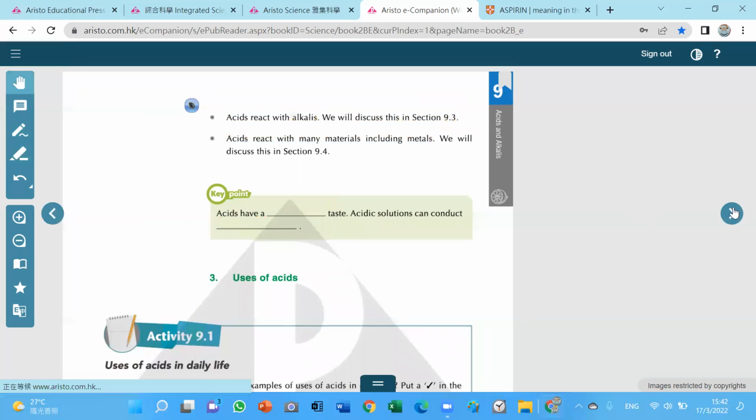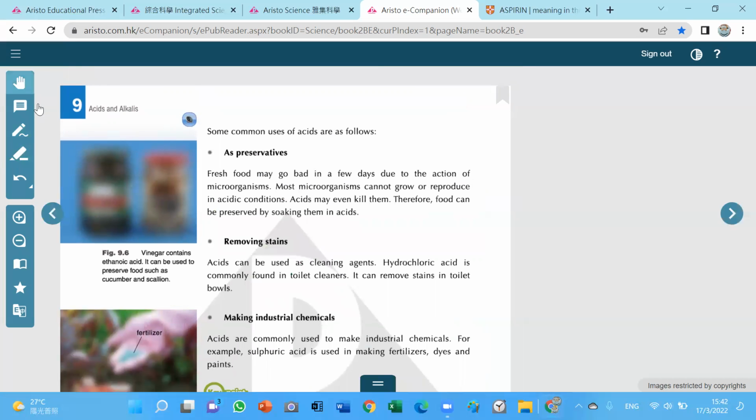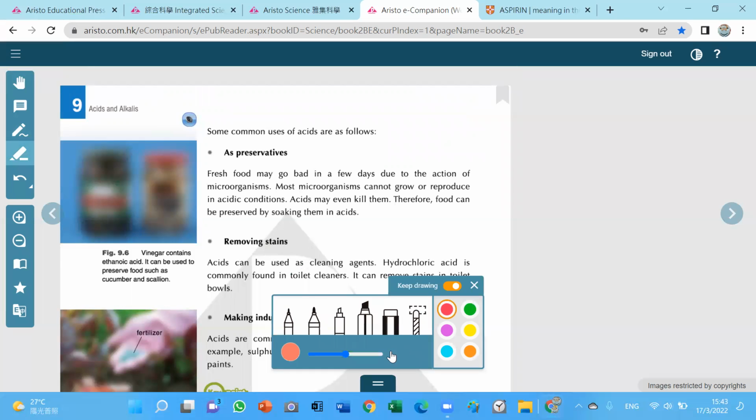Let's talk about the uses of acids. Some common uses of acids are as follows. Number one, as preservatives. Do you know the meaning of preservatives? I'll give you 5 seconds to think.